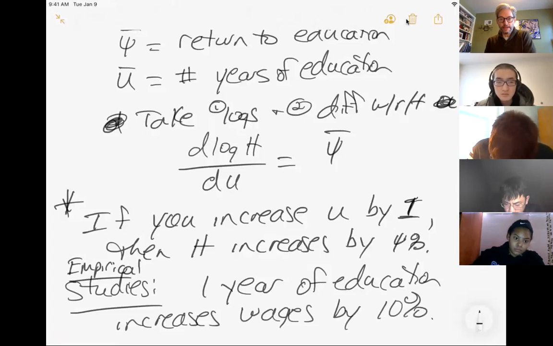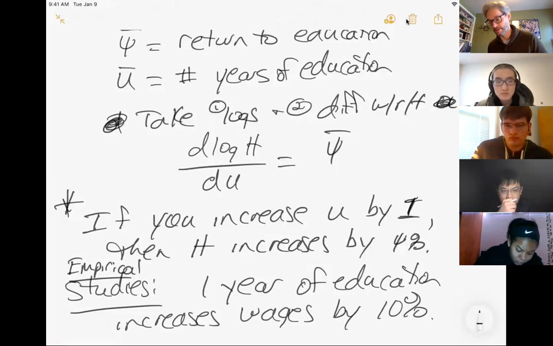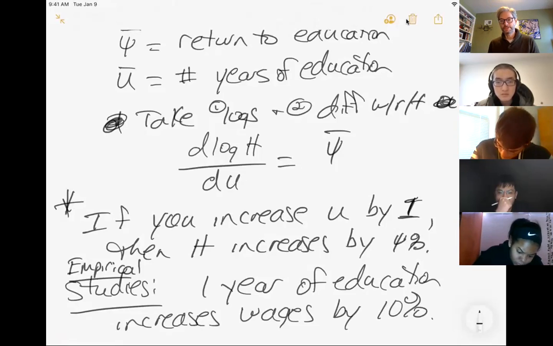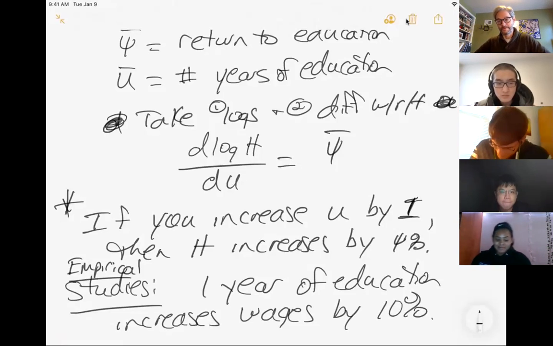This is a pretty strong result across the empirical literature. Once again, if you're interested in these kinds of studies, we can help find you some of them, right? But this is a consistent result in the empirical literature, that 1 year's worth of education increases your wages by about 10%. So this should make you feel better about studying, right? I mean, why are we here?